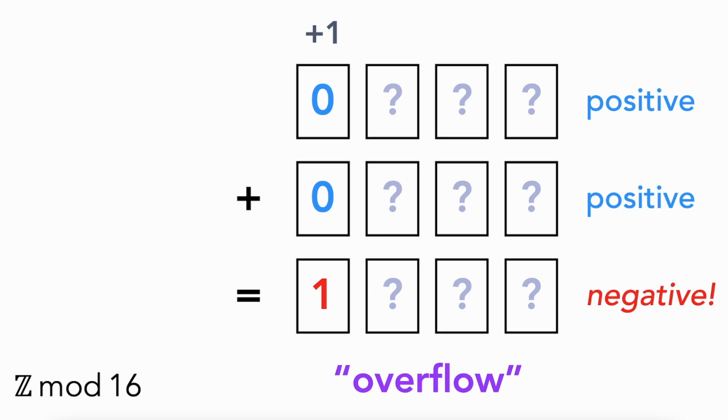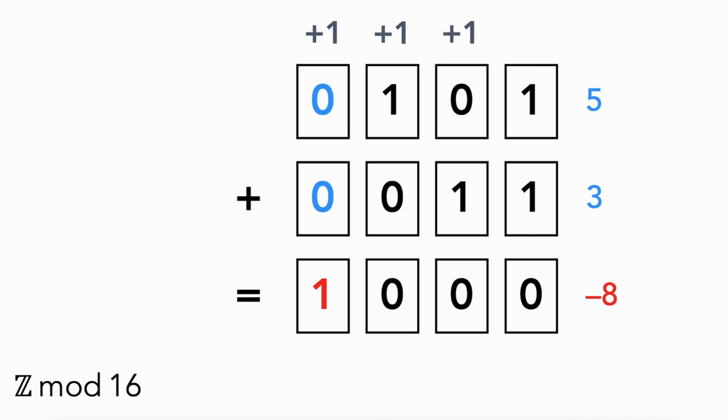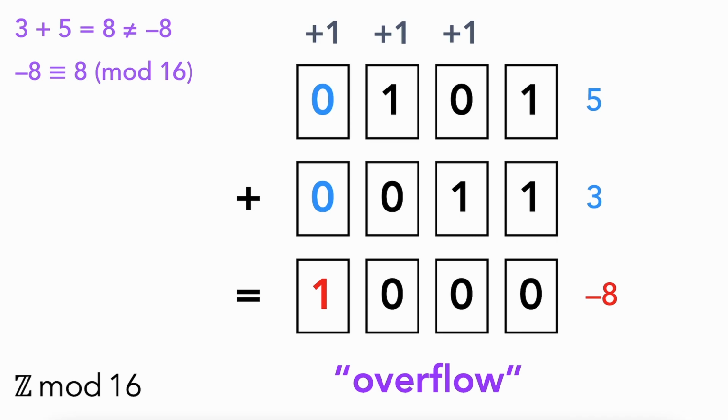Let's see an example. We'll add 5 and 3 together. If we do the addition, we'll see that we end up with -8. Uh-oh, overflow. That's the wrong answer. Well, or is it? Sure, 5 plus 3 is equal to 8, which is not equal to -8, but it is congruent to -8, at least in mod 16 space. So 3 plus 5 is indeed congruent to -8. The computer wasn't wrong, mathematically speaking. We have to remember that we're working in mod 16 space. We're interpreting the result incorrectly by thinking that 8 and -8 are distinct objects.